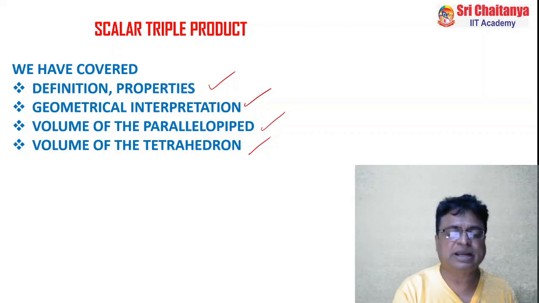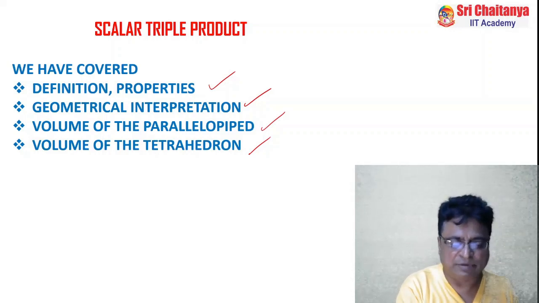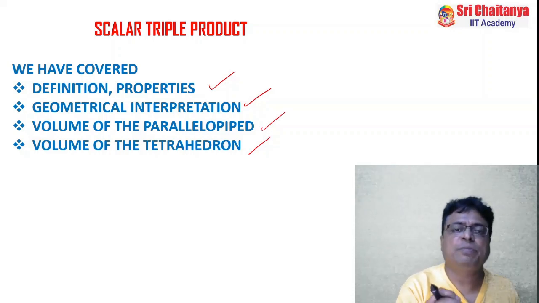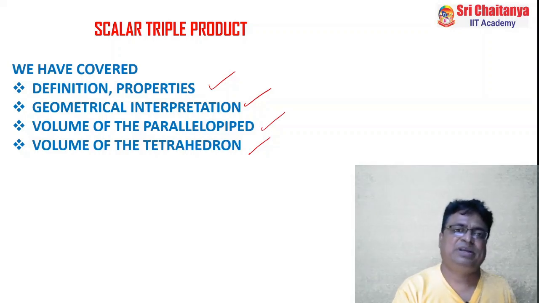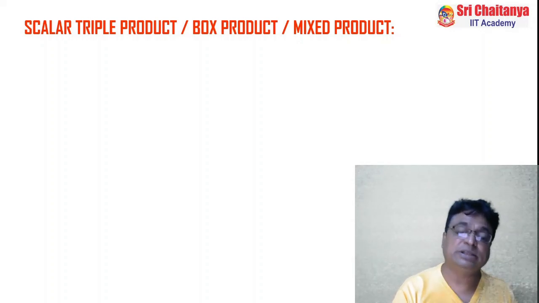But this is not the time. Through this video, providing all these things becomes a laborious process. That's why I am not concentrating on that part. Here I am giving the more important use of that particular formula, especially in the scalar triple product. Now, my friends, what is the definition of the scalar triple product? Nothing but box product or mixed product.